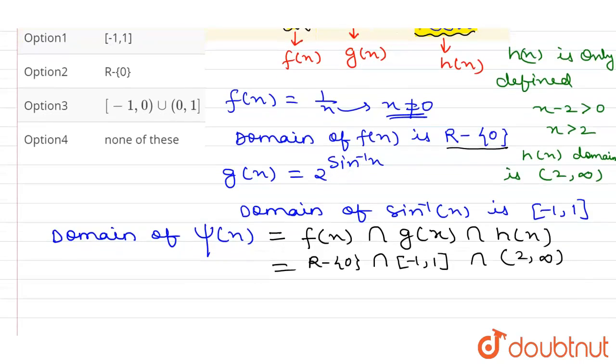So from here we get the intersection is phi, the empty set, because no value is common. This one says x is greater than 2, and this says x is in between -1 to 1. So from these two we can say the value is phi, and the intersection of phi with anything remains phi. So the correct option is option 4, none of these.